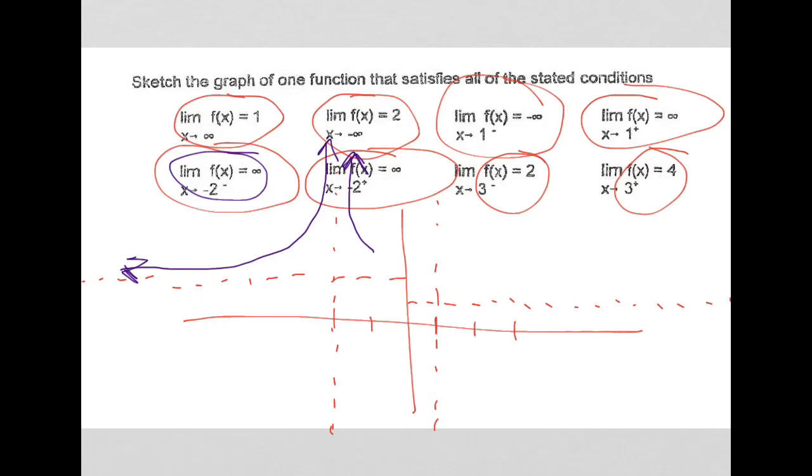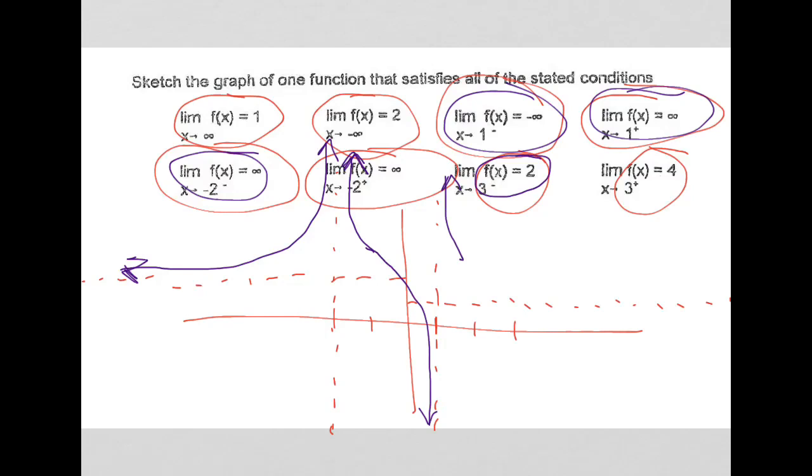And then the next interesting point is positive 1. We're looking at the x value of positive 1, and from the left my limit is negative infinity. So that tells me I'm down here, so I must be crossing over like that. And from the right at x equals 1, I am at positive infinity. So my tails are apart. I'm coming up there.